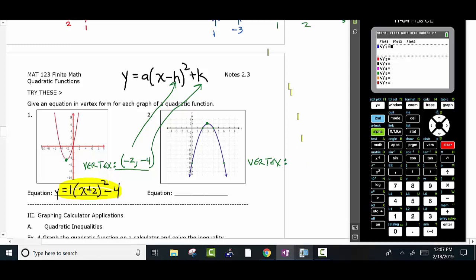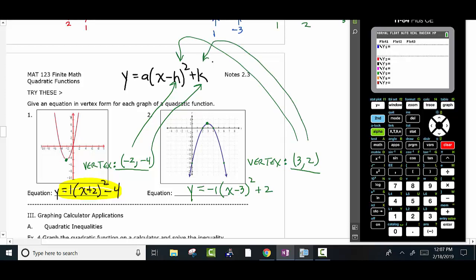Okay, what's the vertex on the second one then? 3, 2. It looks like over 3 and up 2. So it goes like that. Again, if you plug this in, it would be y equals, and you'd have a negative because it's opening downward, so you'd have negative 1 or just negative. Then it would be x minus 3 squared, and then plus 2. So again, what I'm doing is just plugging in the h, which is 3, and the k into that formula, so that would be the equation of that parabola.